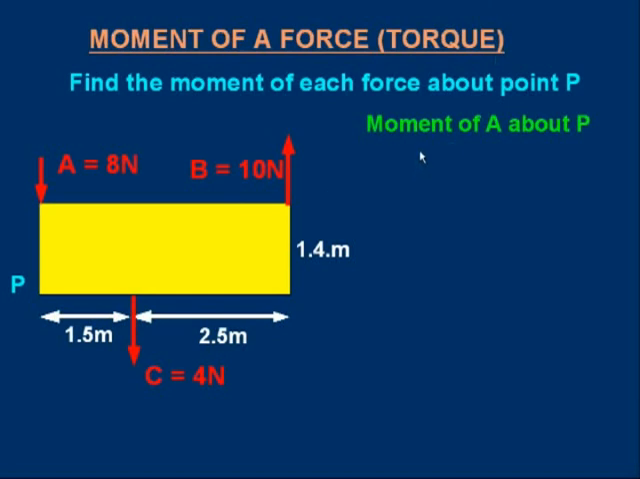So the moment of A about P is 8 times 0, which is equal to 0. And it makes sense because if a line of action passes through a point, there is no moment about that point, really.